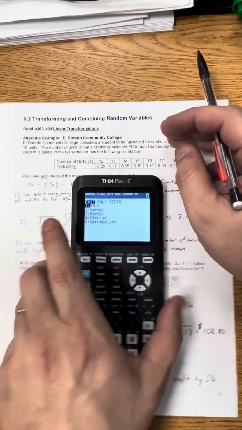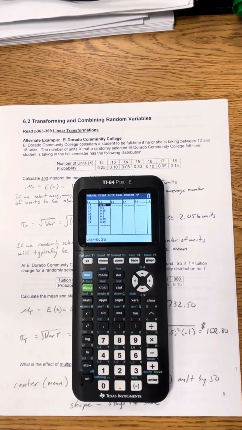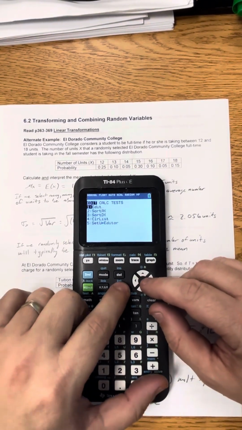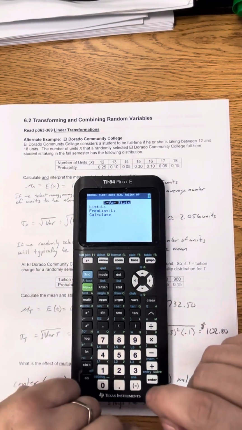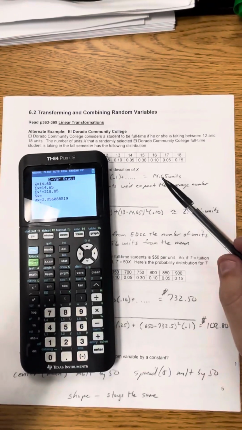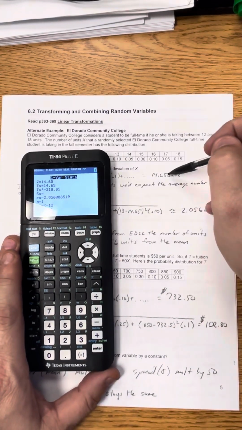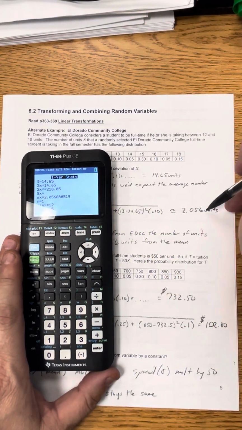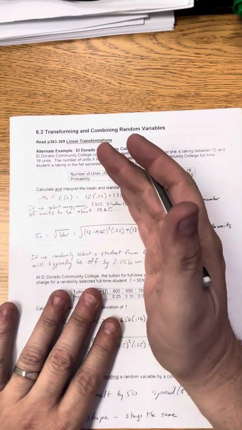Now, to do this problem, I would plug it in my calculator. So stat edit, and I went ahead and already plugged those in. And then I go stat calc 1-var stats. Remember, we need the frequency list to be L2 in this situation. And I go down and hit enter, and that's how I get 14.65 and 2.056 units for the standard deviation. And then I go back and fill in the work.